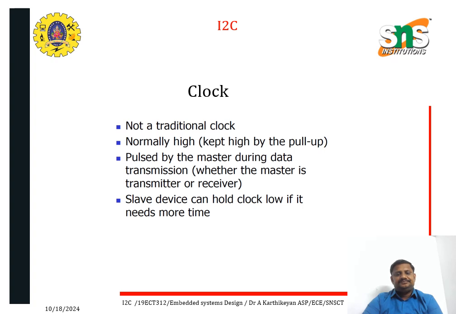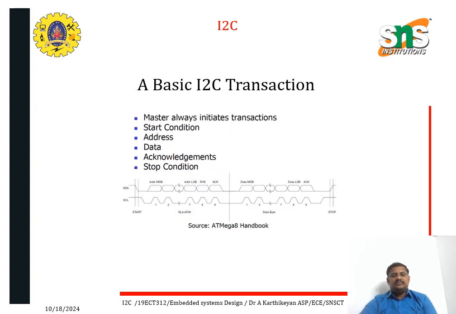The clock is not a traditional clock. Normally it is kept high by a pull-up, and it is pulsed by the master during data transmission, whether the master is transmitter or receiver. The slave device can use the clock as it needs. The basic I2C transaction has start conditions, addressing of data, acknowledgements and stop conditions. These are used in the clock transitions of the cycle.